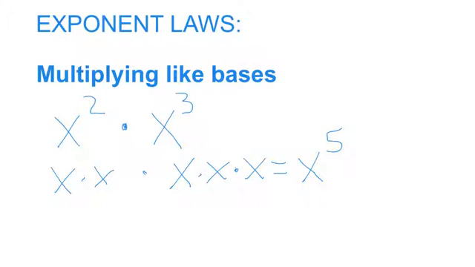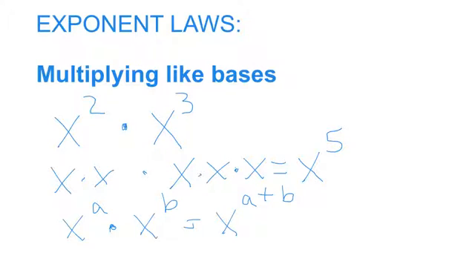And from here, we get the rule or law that says x to the a, any base to the a, times x to the b would be equal to x to the a plus b.